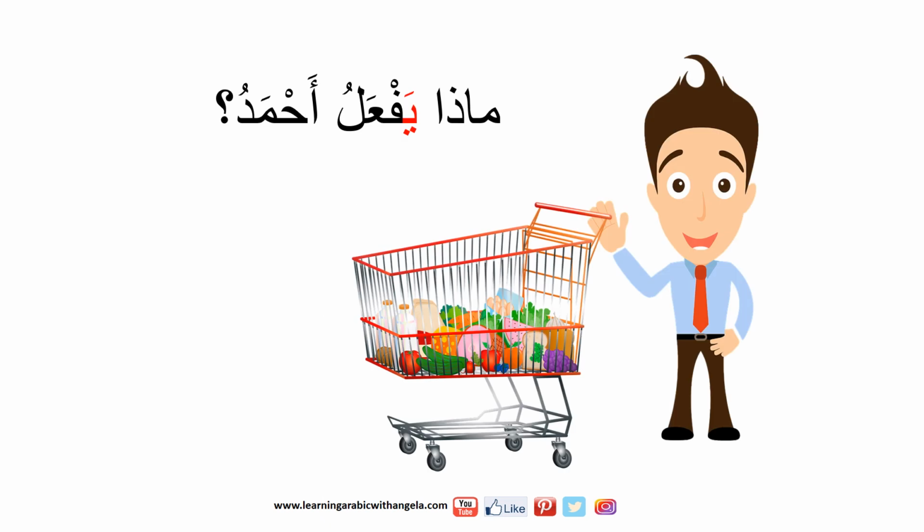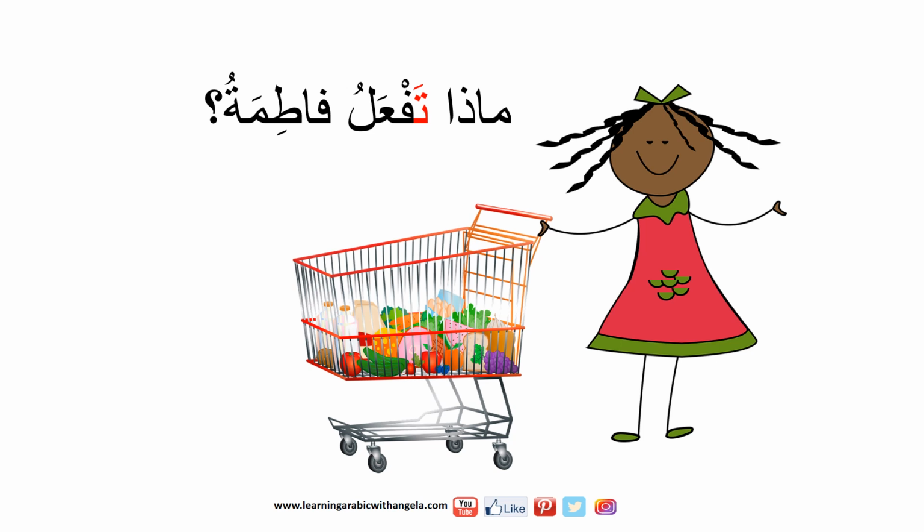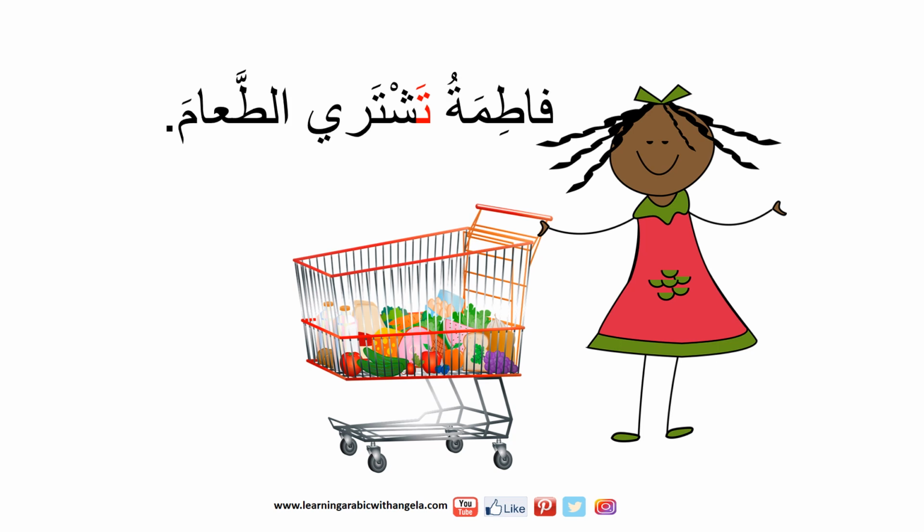And now we're going to practice with he does versus she does. Remember we said هو يحب عمله وهي تحب عملها. ماذا يفعل أحمد? What's أحمد doing? أحمد يشتري الطعام. Ahmed is buying food. ماذا تفعل فاطمة؟ What's Fatima doing? فاطمة تشتري الطعام. Fatima is buying food.